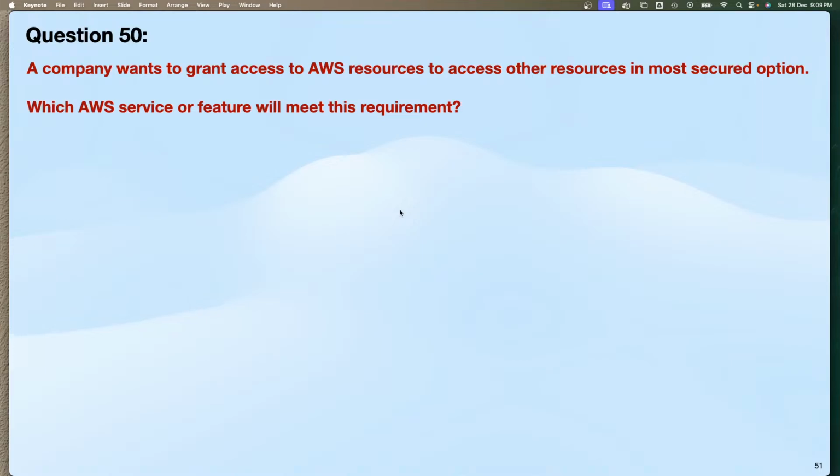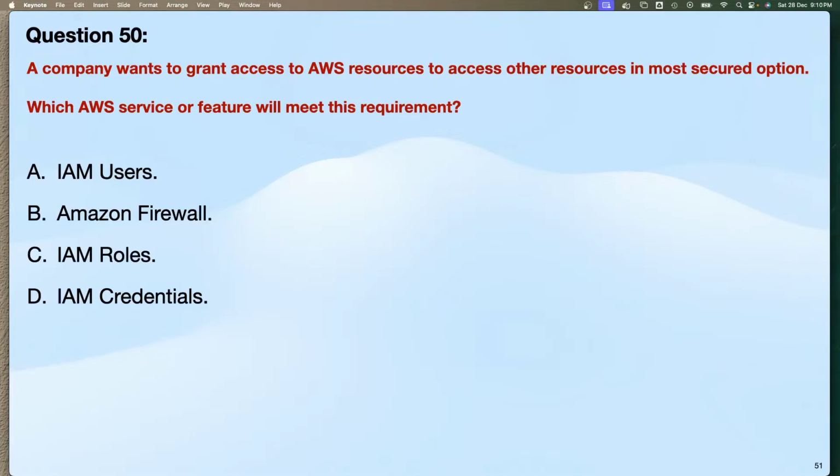So question number 50. A company wants to grant access from one AWS resource to another resource in a very secured fashion. So this is one of the important ones. We discussed it in our video tutorials. In IAM we have users, but users don't give access to other services.